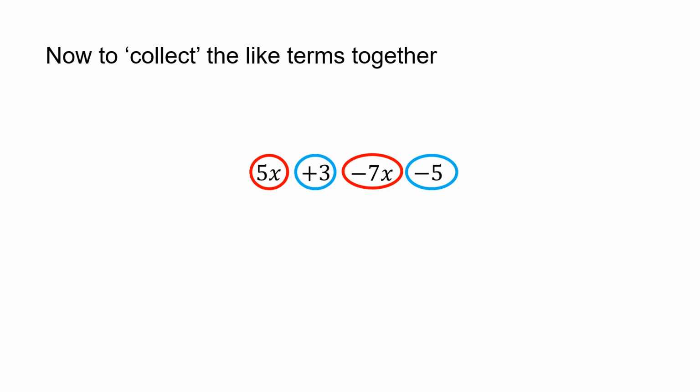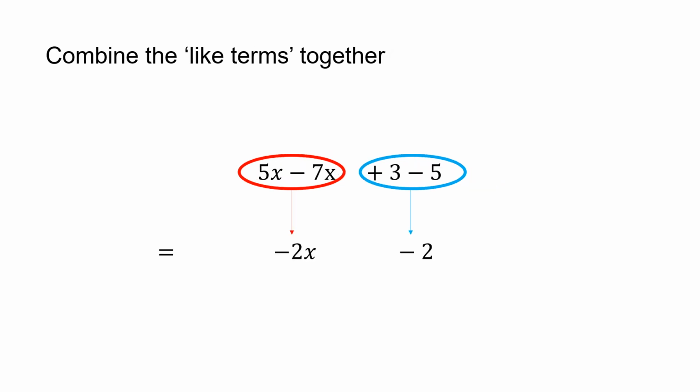Now we're going to collect the like terms together. You can see that the number terms are going to go on one side and the x terms are going to go on the other side. And now we can combine the terms together. You can see we have 5x minus 7x. That gives us minus 2x. We also have plus 3 minus 5, and that gives us minus 2. So the expression 5x plus 3 minus 7x minus 5 gives us the final expression minus 2x minus 2 in its most simplified form.